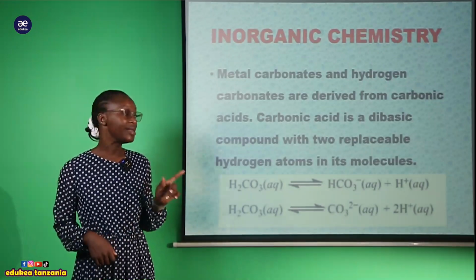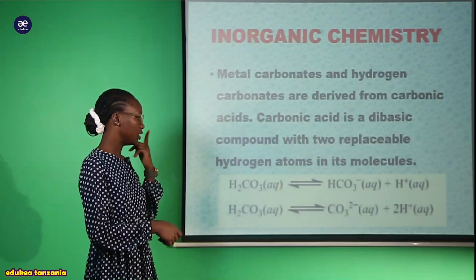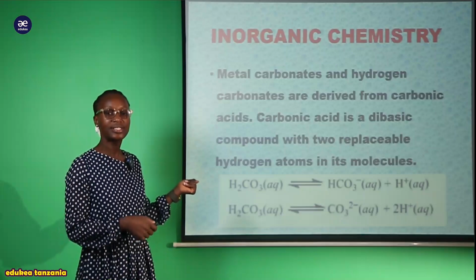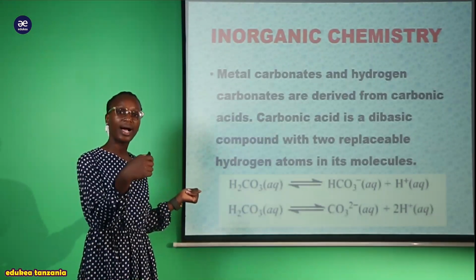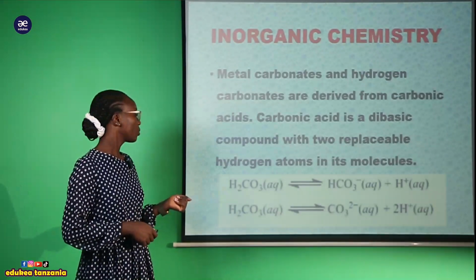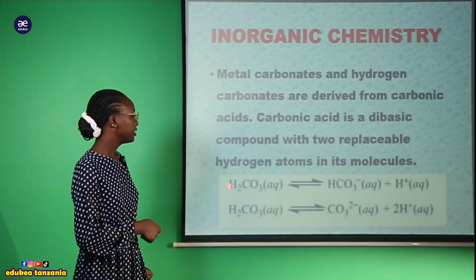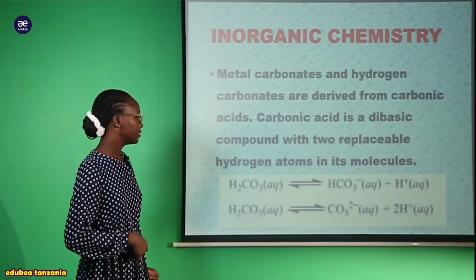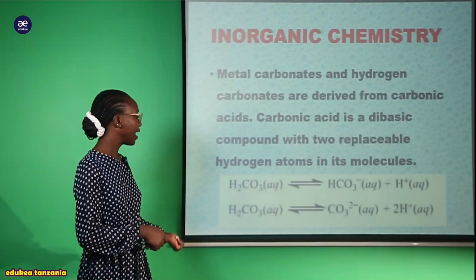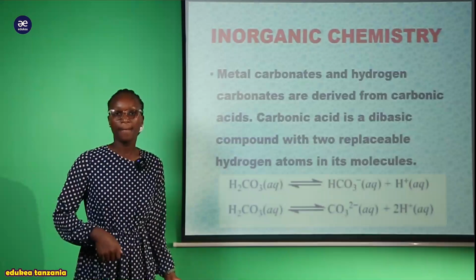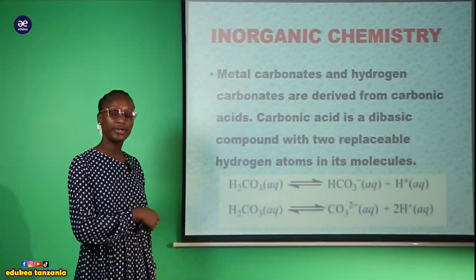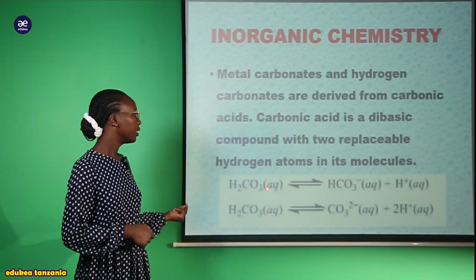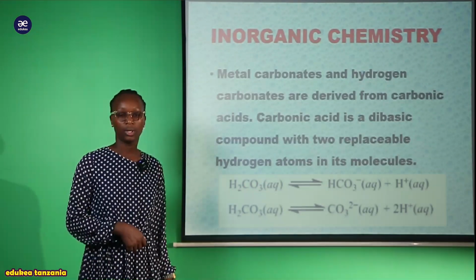For instance, let us start with the first reaction here. In this reaction we are told that these compounds are derived from where? From carbonic acids. So we have this carbonic acid, H2CO3. This is the carbonic acid. You see here in this carbonic acid there are two hydrogens, which means we have to replace these two hydrogens. That's why it says this carbonic acid is made up of two replaceable hydrogen atoms in its molecule.